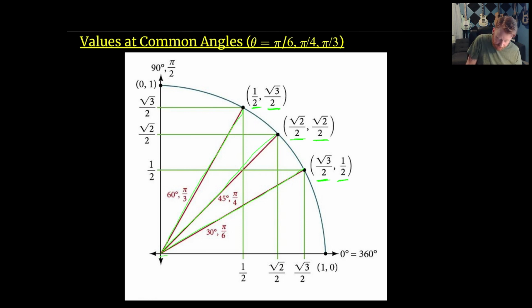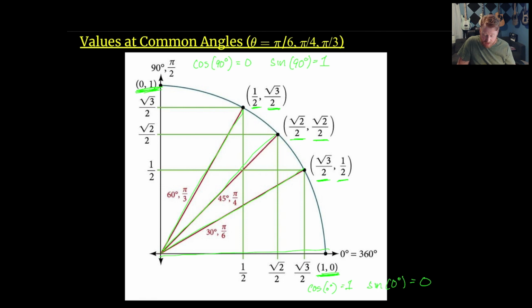We're also seeing some of the other common ones here. So 0 is the point (1, 0). So don't forget that this says that the cosine of 0 degrees is equal to 1, and the sine of 0 degrees is equal to 0. And same thing with this point up here at 90 degrees, or pi over 2. This says that the cosine of 90 degrees is equal to 0, and the sine of 90 degrees is equal to 1. So we can still just use those points there. I don't know if I've said those explicitly, but those are important to notice as well.